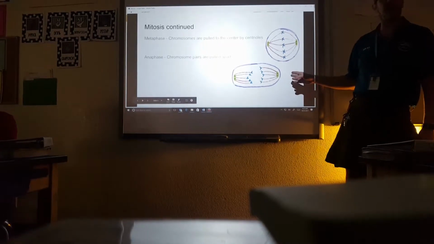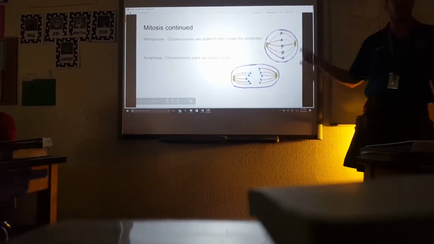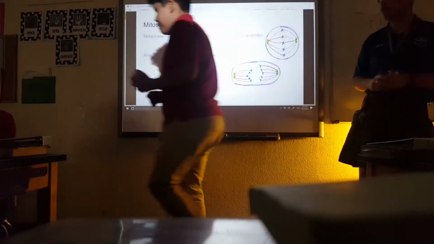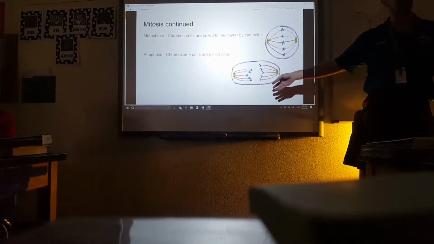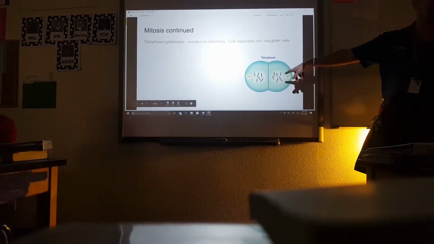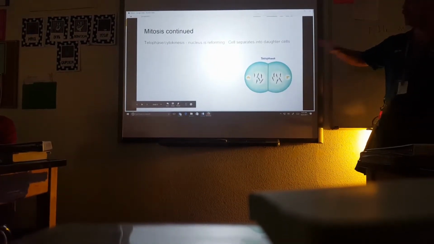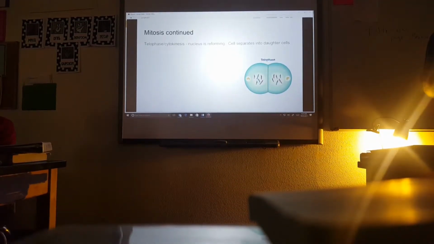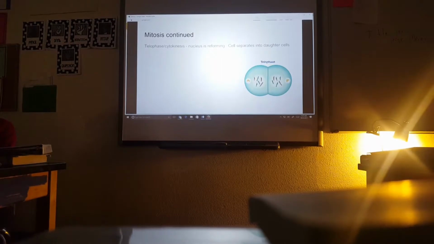Metaphase, we just drew that. That's the one where they line up down the center. They're moved there by the centrioles. And then anaphase, where the centrioles pull the chromosomes apart. So the one that was doubled is now being separated so that you can end up with telophase and cytokinesis, where you get separated into two daughter cells. So you have exactly what you started with, 46 chromosomes.